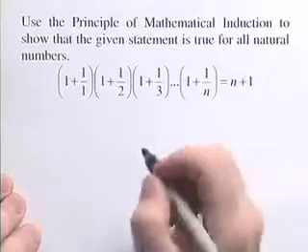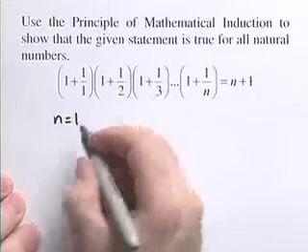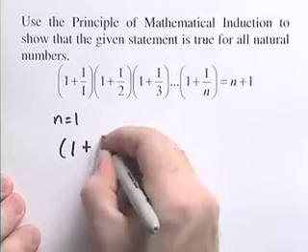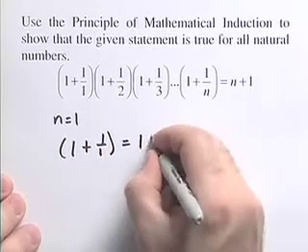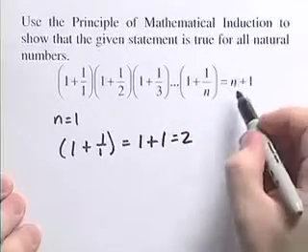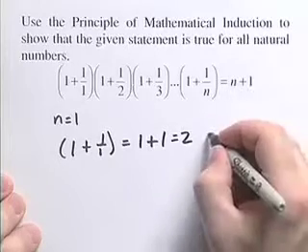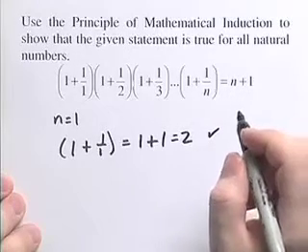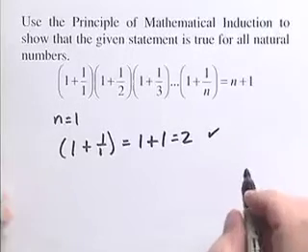To do that, we first want to show that this holds for n equals 1. That gives us 1 + 1/1 equals 1 + 1, which is equal to 2. And we see that if n is 1 on this side, 1 + 1 is equal to 2. So that does indeed check. So condition 1 holds. Next we need to check condition 2.